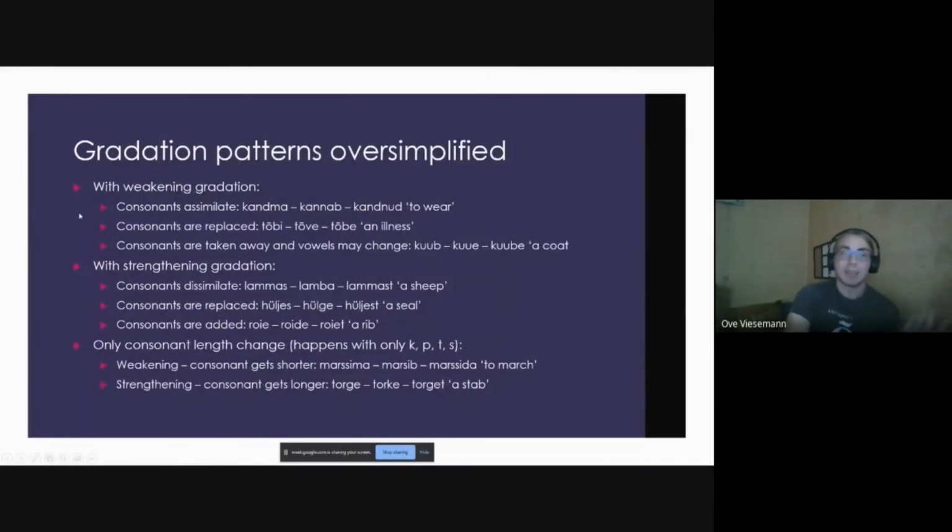And here's some gradation patterns. Weakening gradation is kandma, kannab, kandnud, tõbi, tõve, tõbe, kuub, kue, kuube. Strengthening gradation, lammas, lamba, lammast, hüljes, hülge, hüljest, roie, roide, roiet. These two are where the vowels change. These two are when the root changes a bit. And here only the consonant length changes.